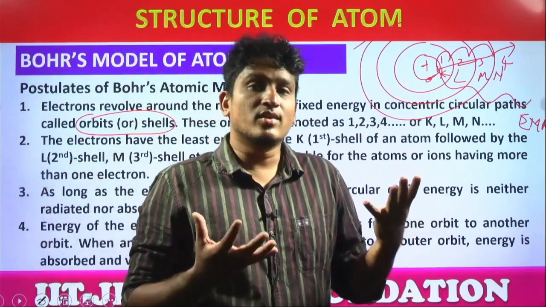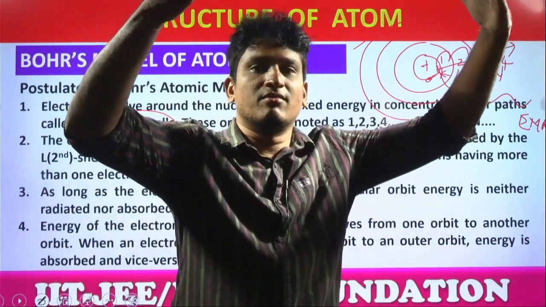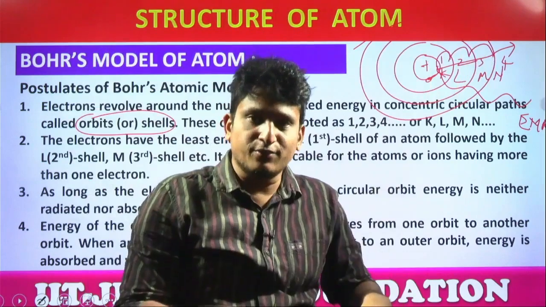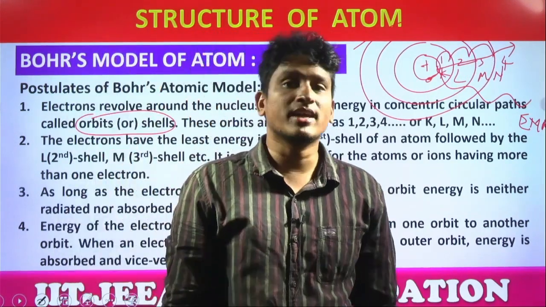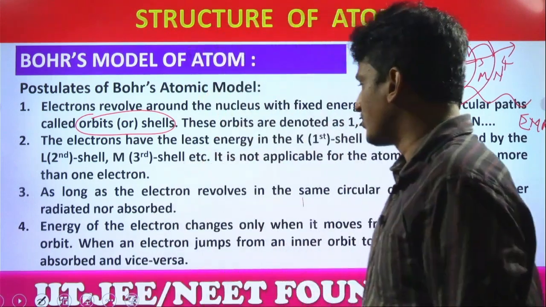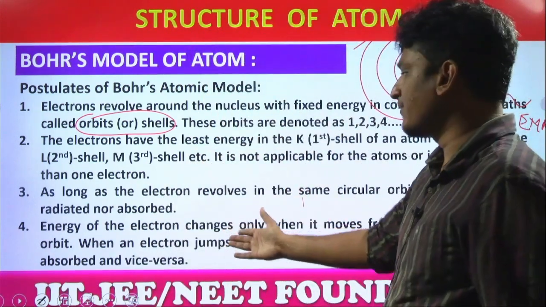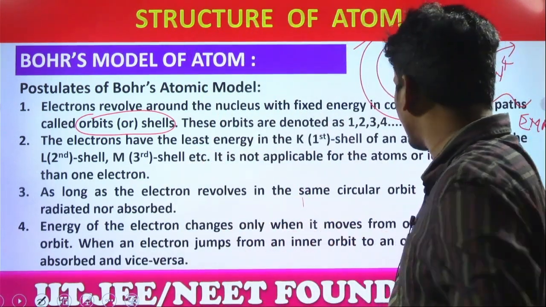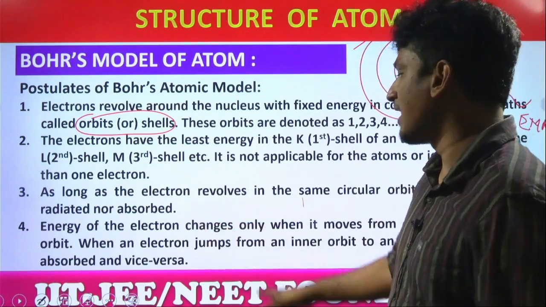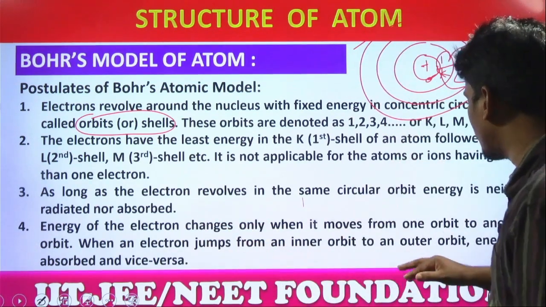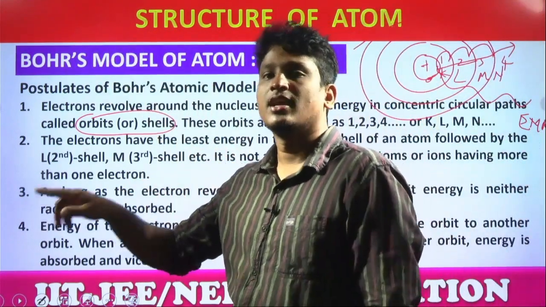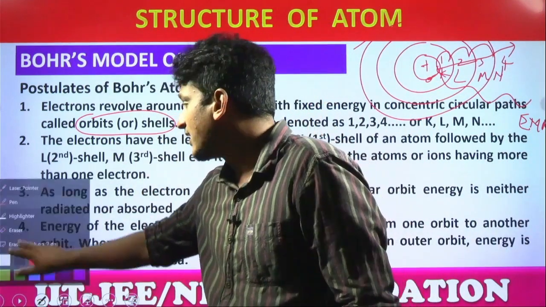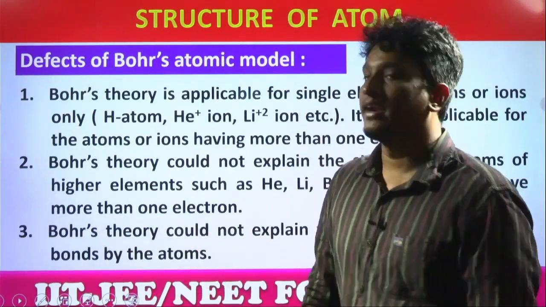Because electrons gain energy and get excited to the higher level. Again, they release energy, falling back to the normal position. And this energy is EMR, electromagnetic radiation. So, the energy of an electron changes only when it moves from one orbit to another orbit. When an electron jumps from an inner orbit to an outer orbit, energy is absorbed, and when it falls back, energy is released. This energy is released in the form of EMR, electromagnetic radiation. Then what are the defects?